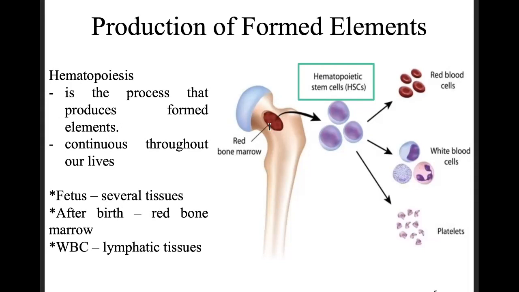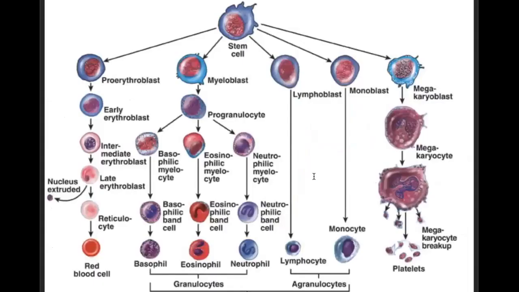And we also have your WBC, which at some point are being produced in the lymphatic tissues. But mainly after birth, they are being produced in the red bone marrow, with your hematopoietic stem cells, which eventually reproduce these different forms: the RBC, WBC, and your platelets. Just like this illustration here, as you can see.